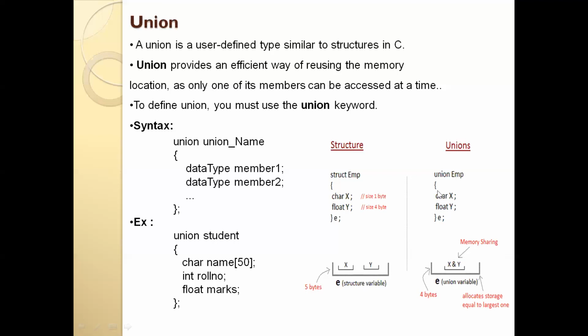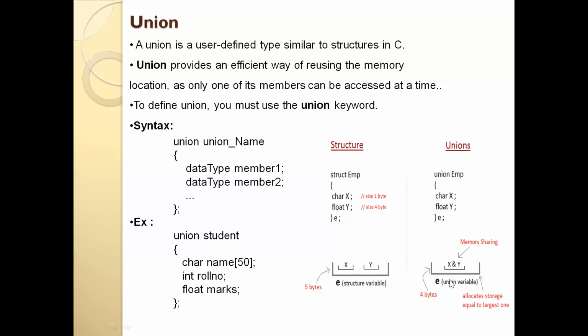That means all the members of the union will share the same memory location. That is the main benefit of using unions. In case of unions, memory wastage will not be there, because it will commonly allocate the memory.